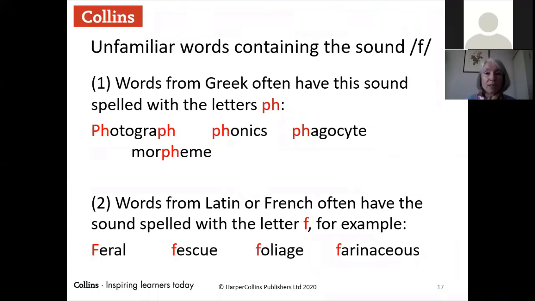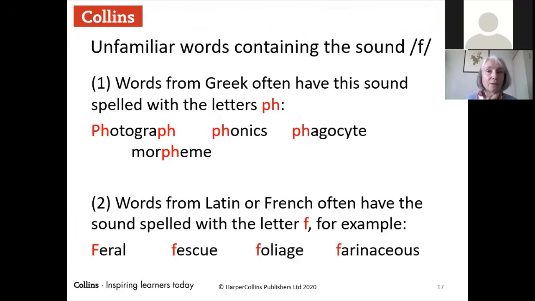So you're in a competition and the word you're given to spell is phagocyte, and you think, oh, never heard of that. The first thing you do is ask for the definition. Then you say, where's it from? And they will tell you it's from Greek. And that tells you that the sound at the beginning of the word is spelled PH and not F. So it's a very useful tool for the PH spelling of the sound.